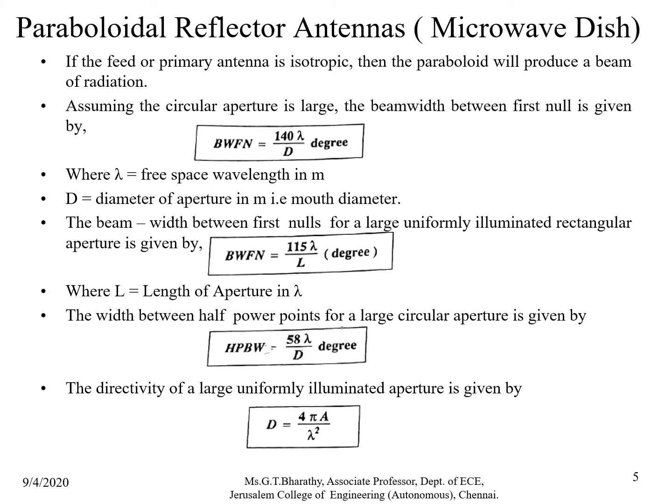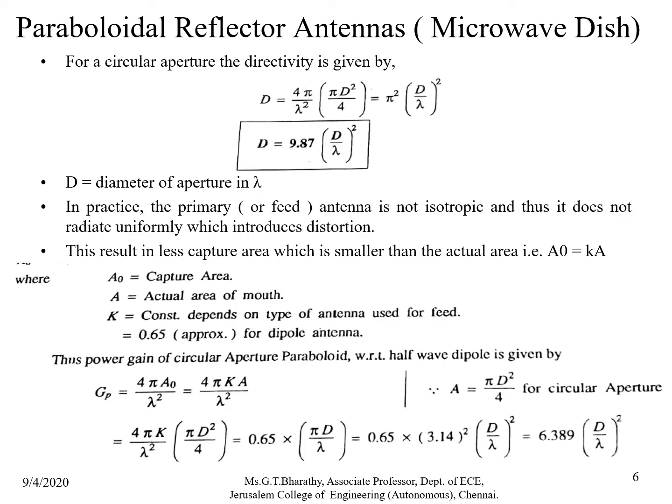The directivity of a large uniformly illuminated aperture is given by D is equal to 4 pi A by lambda square. If the aperture is circular, then its directivity is given by D is equal to 9.87 (D by lambda) the whole square, where D is the diameter of the aperture in terms of lambda.